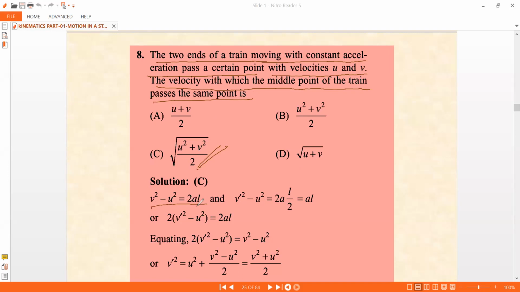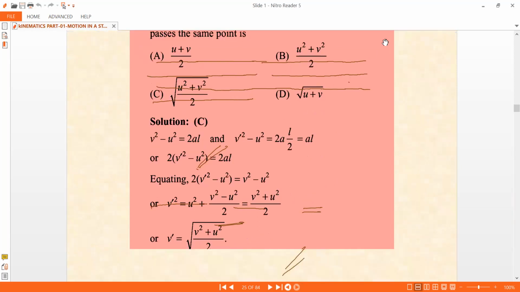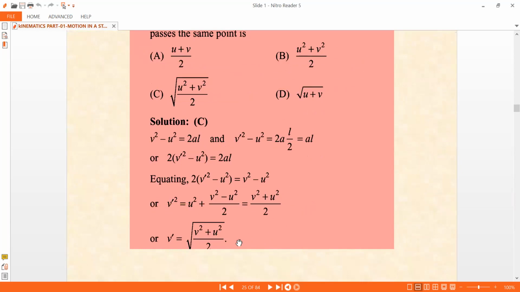So v square minus u square equals 2aL, and v dash square minus u square is equal to 2a into L by 2. So this is how you get it, and then you take the difference, you get this. And again, equating the things, you get this. This is very, very simple afterwards. So this is another way he derived this; I did it in a different way. That's it. So that's the question.